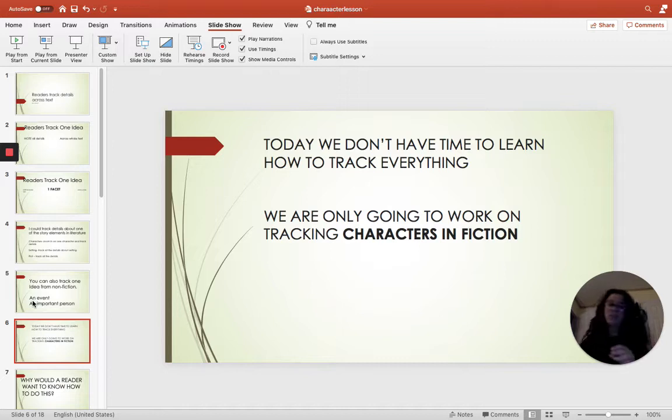And those details come right from our reading voice, right from the text itself, right from the author's words. That doesn't mean you're not going to have to use your thinking voice, but we're going to be writing using the words from the text.